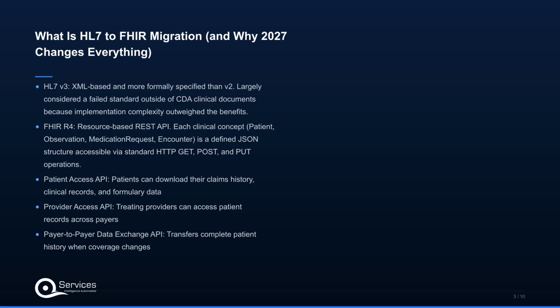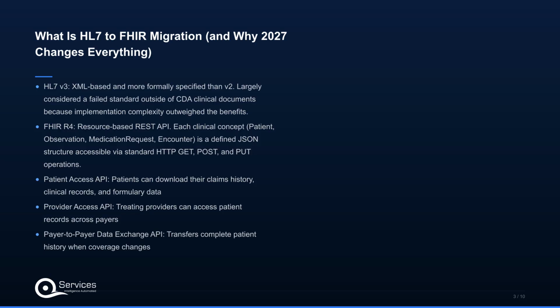Now, what is HL7 to FHIR migration? HL7 to FHIR migration means transitioning your healthcare data exchange from HL7 v2 or v3 messaging standards to FHIR, a modern REST-based specification built on JSON, HTTP, and OAuth 2.0. The two standards reflect completely different architectural assumptions.